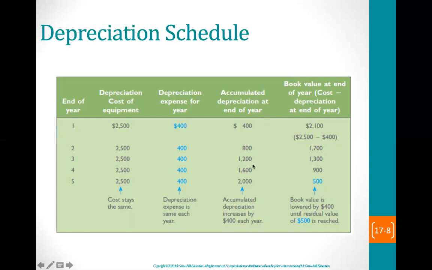Accumulated depreciation at the end of the year is $2,000. So our book value is $2,500 cost minus $2,000 accumulated depreciation equals $500. Does that $500 look familiar? It should. That $500 is the residual value that we're depreciating to. Remember, we do not depreciate below residual value.